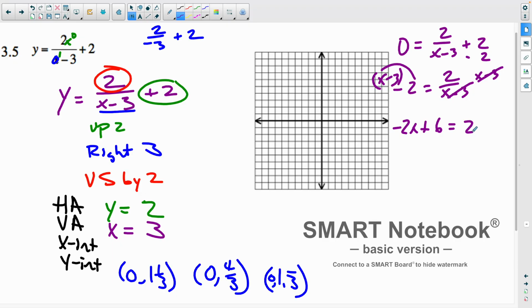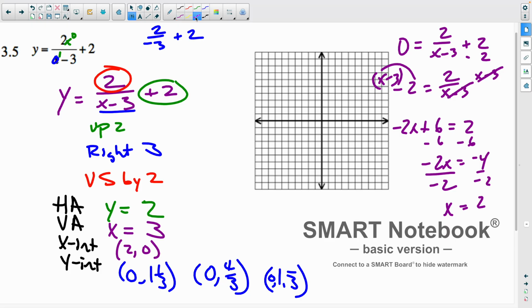So again, we subtracted the 2. We multiplied by the denominator. But now we actually had to distribute this time. Then I'm going to subtract 6. And negative 2x equals negative 4. And x would equal 2. So my x-intercept is 2.